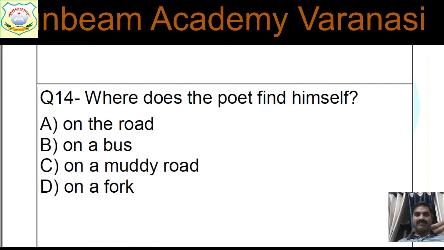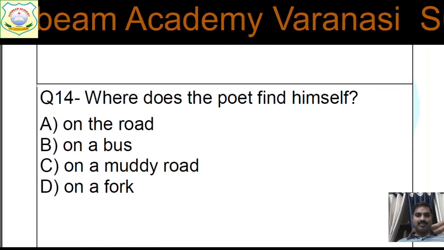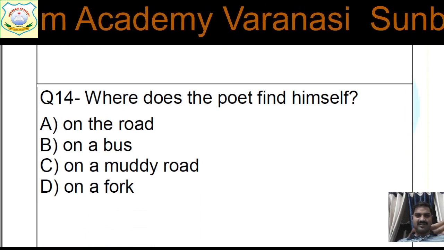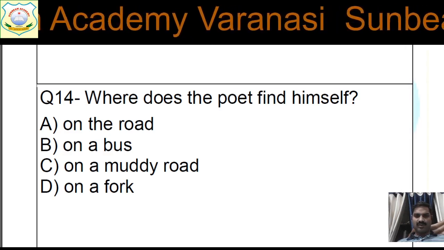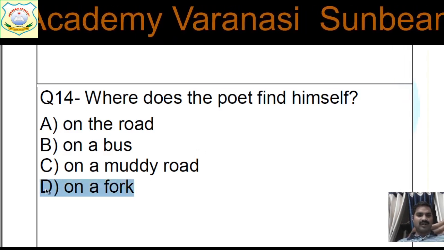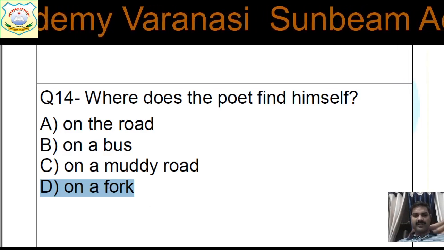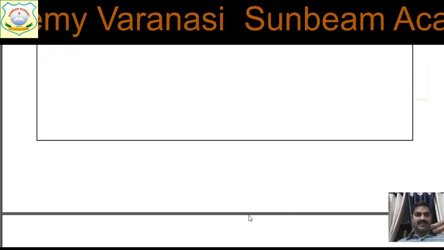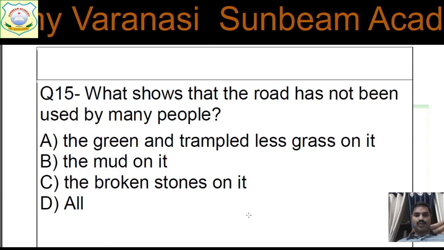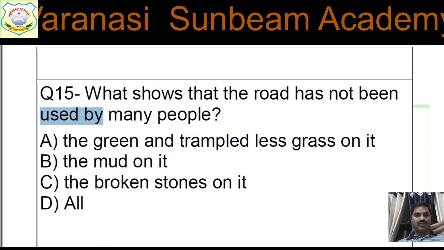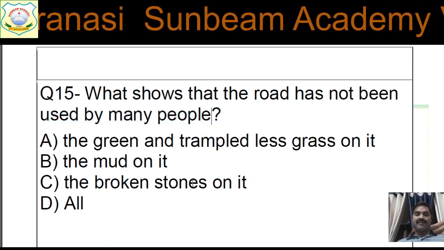Where does the poet find himself? On the road, on a bus, on a muddy road, on a fork. Here, on a fork means divergent. Fork means divergent. So option D is correct here. Next is, what shows that the road has not been used by many people?